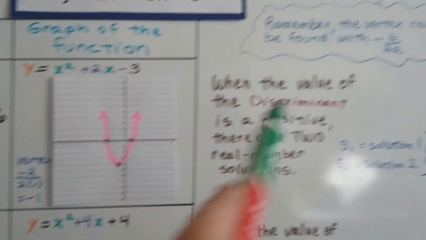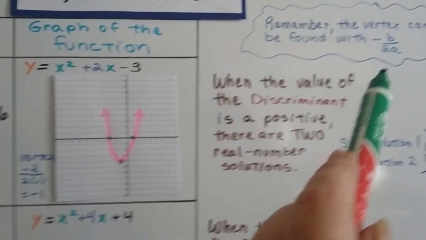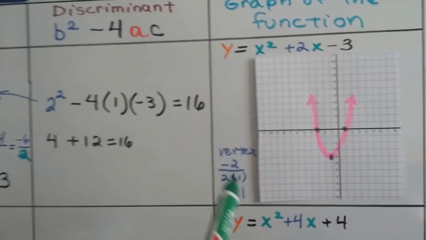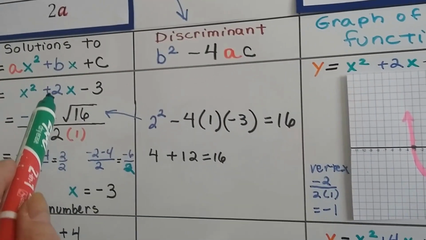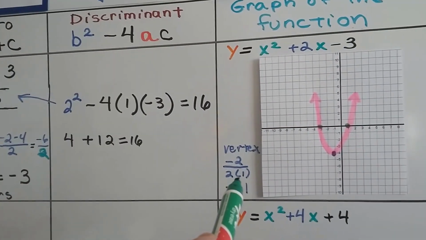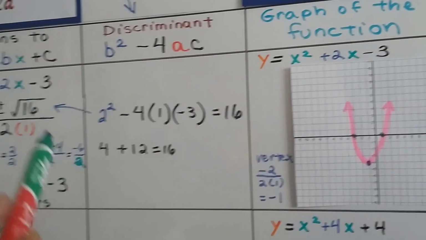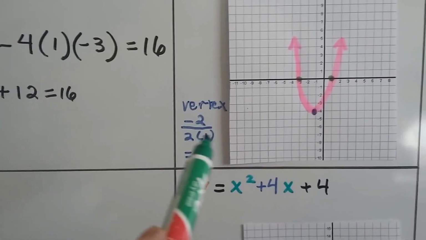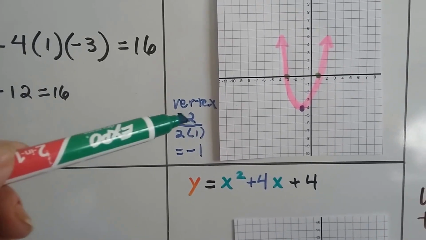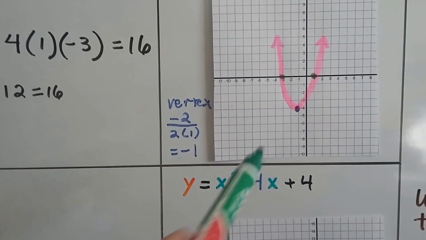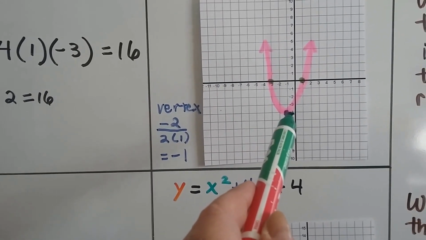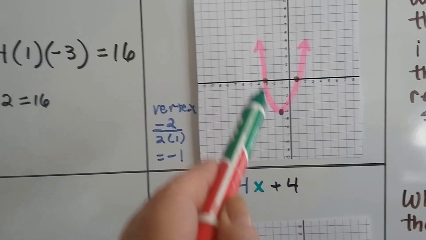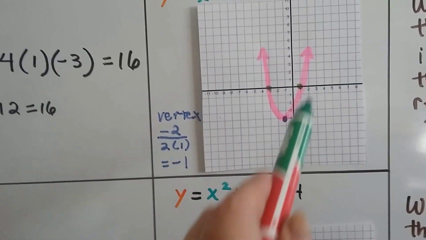So, we use this negative b divided by 2a to find where the vertex is. And negative b would be negative 2 divided by 2a. A is a 1. So we have negative 2 divided by 2 times 1. Well, negative 2 divided by 2 is a negative 1. So we know the vertex is at negative 1, and we know it goes through the points of 1 and negative 3 on the x. So we could make our parabola, couldn't we?